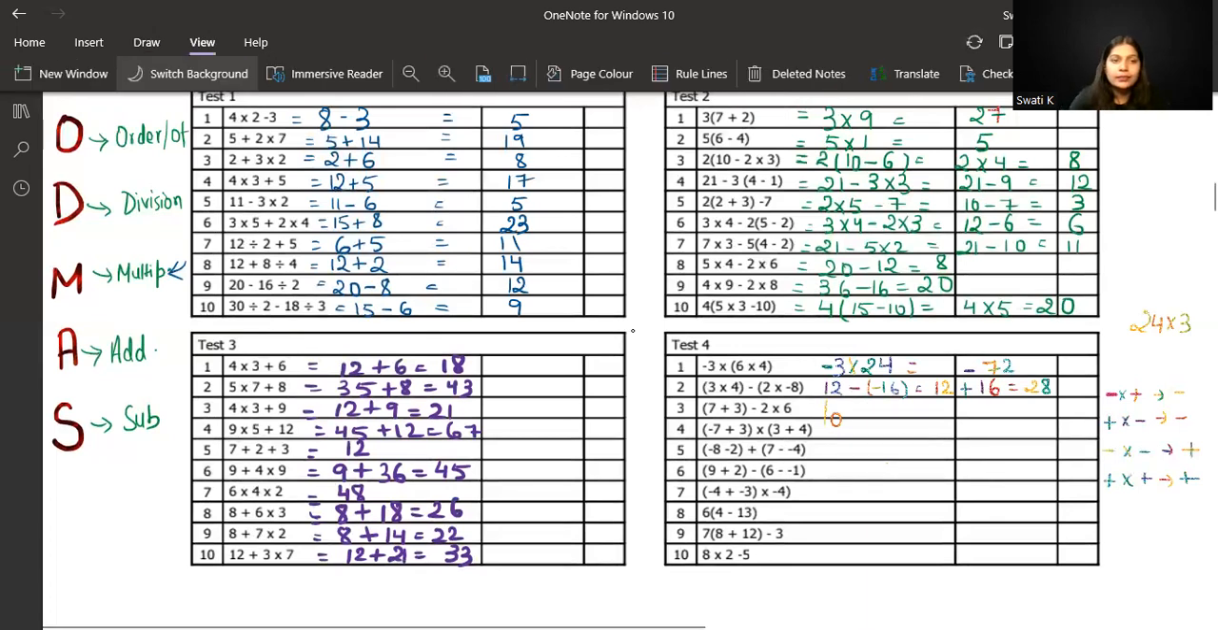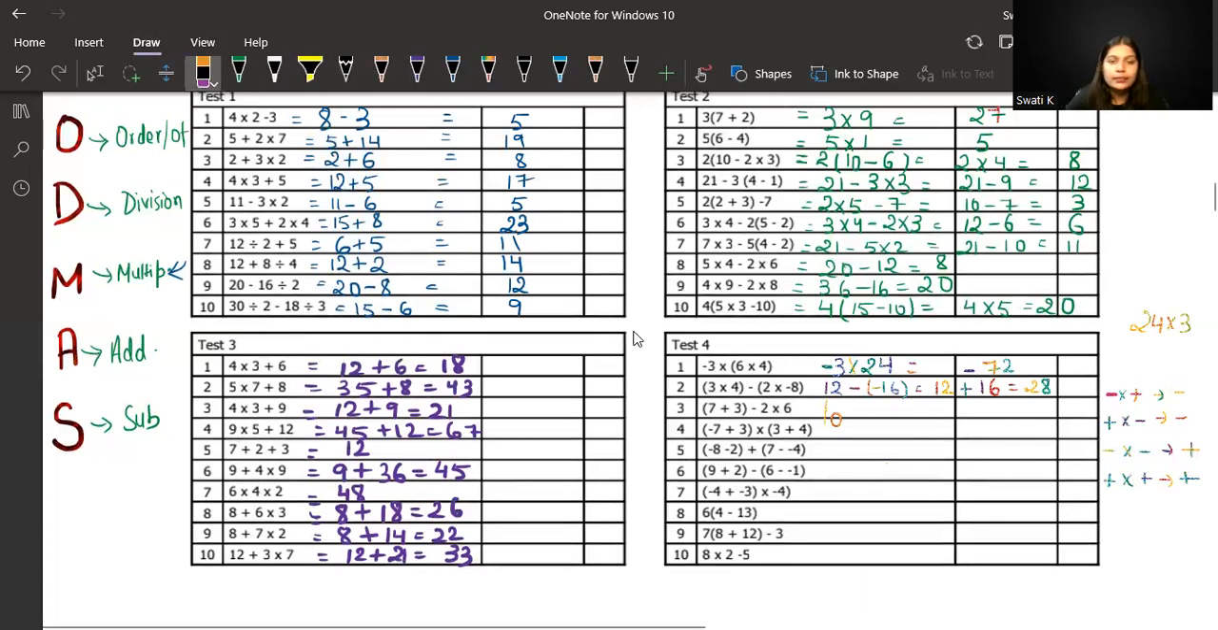Now the next is 7 plus 3 is 10. So the next one is 7 plus 3. Of course, that is in brackets, so you have to solve that first. Minus 2 times 6, 12. So 10 minus 12. Okay, this one is minus 2.